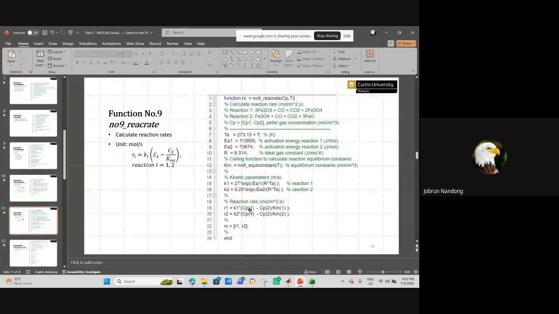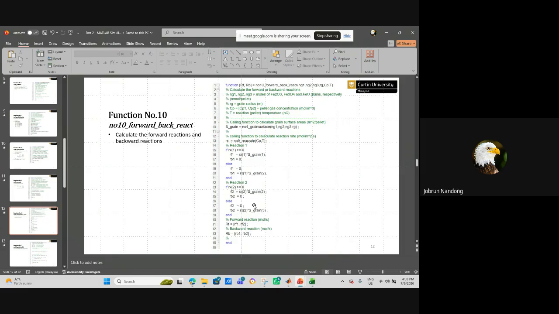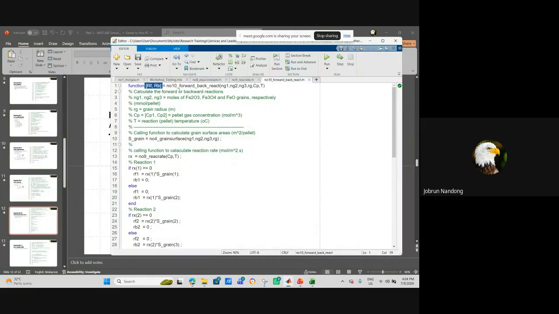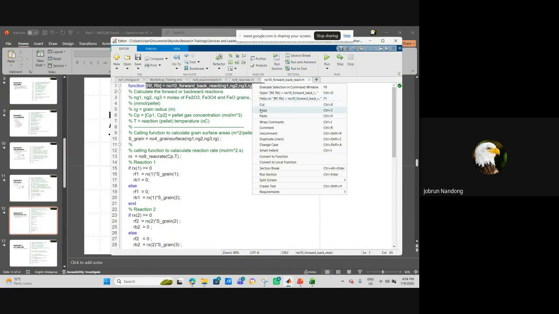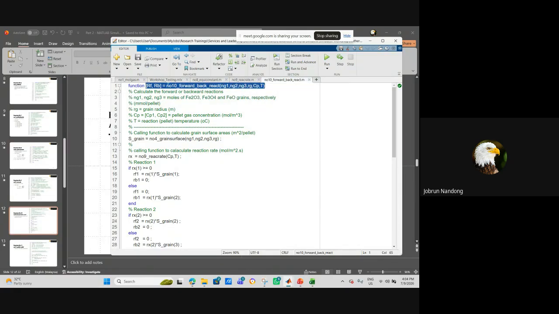Nearly there already, nearly finished. Okay, so there is now number 10, right? So let us test this one. If you already have it with you, you can test it together, whether it works or not. So just copy this one. Go back to that.